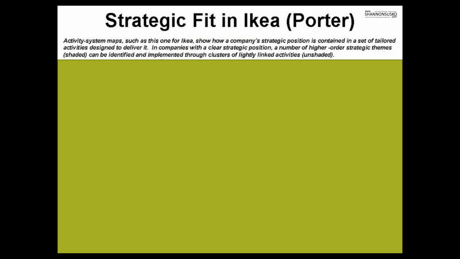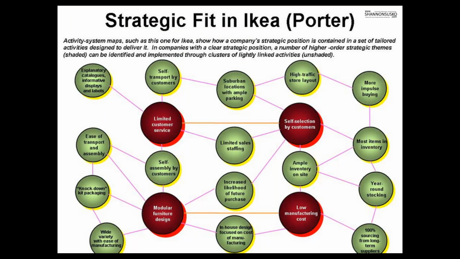I have another example in here, which is IKEA, and this is from Michael Porter as well. IKEA had four differentiating activities: limited customer service, which sounds ridiculous for a retail company, but they were very, very focused on that; self-selection by customers; low cost manufacturing; and modular furniture design. So IKEA's customer loves what IKEA is about, and they buy at IKEA for a profit. And probably the most interesting thing, if you've ever been to IKEA, is what other store makes you go into the warehouse, get a big cart, and get whatever you're buying down.